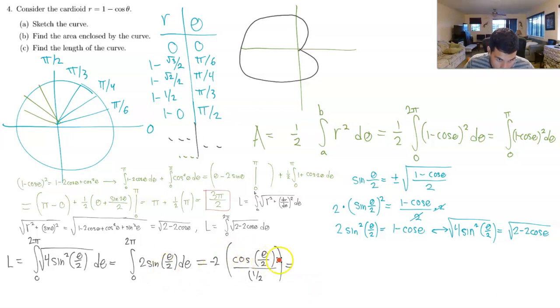Okay, remember how integrals work with like a chain, right? That little chain is like the opposite from the derivative. So there's a -2 on the outside, and there's 1/2. That's going to come up top. So now we're going to get -4 cosine theta over 2.